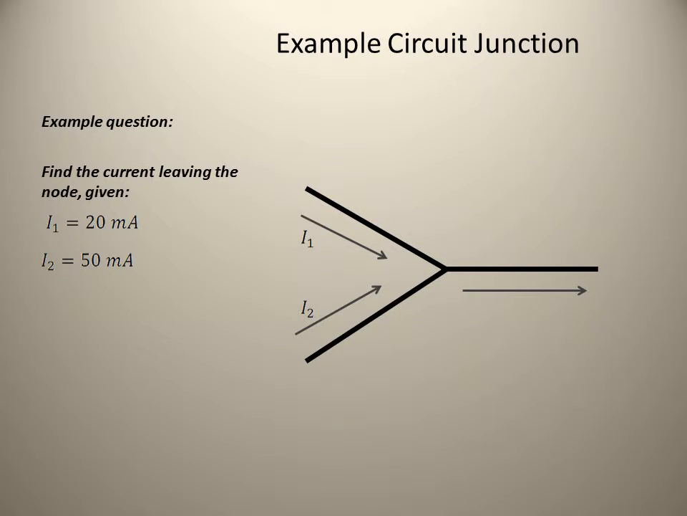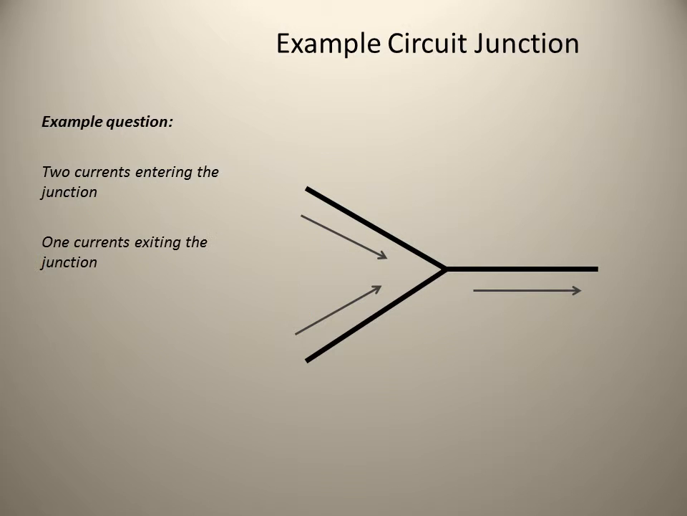Let's look at an example problem. We're shown a diagram of a node where three branches of a circuit join and asked to find the current leaving the node. At this junction, currents I1 and I2 are shown to be flowing from left to right. We're also told that I1 is equal to 20 milliamps and I2 is equal to 50 milliamps. So how do we solve this?